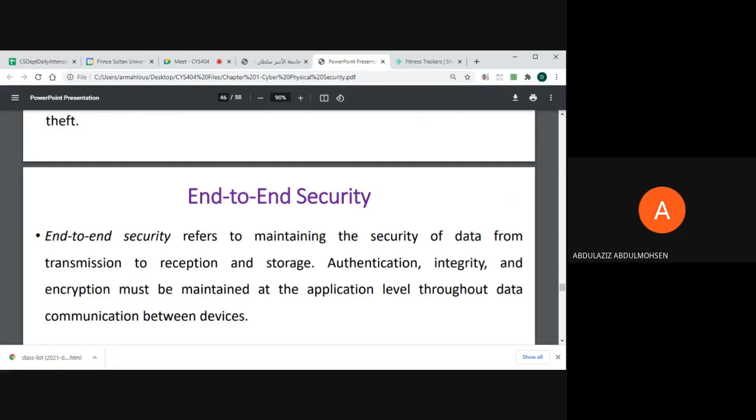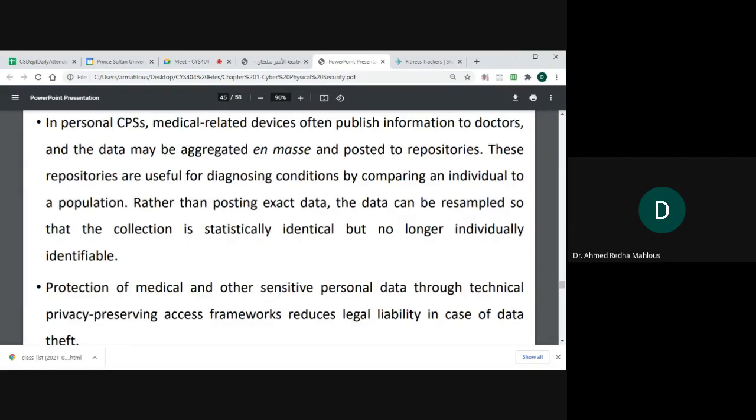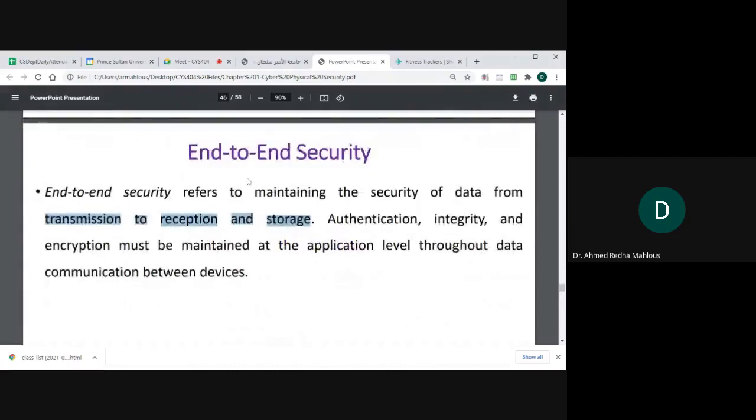Oh, okay. Another way of securing CPS is what you know as end-to-end security. End-to-end security, here we talk about maintaining security of the data from transmission to reception and storage. As we gave example of those medical device. When you are having the data collected on that patient body, that means you are going to transmit that data. You are going to send that data. That means you need to protect that data during transmission and reception. When that data is received at the other end, we need also to secure that data. And when that data is received and stored, we talk about the storage, we need also to find a way how we can store that data.